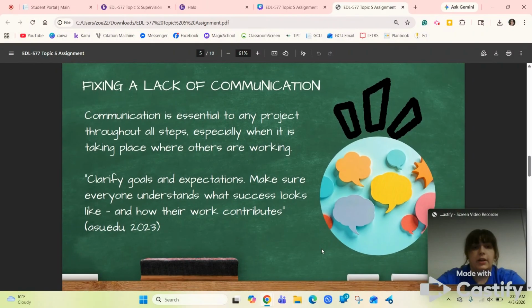To fix our lack of proper communication within the workplace, we are going to clarify goals and expectations, making sure that everyone understands what success looks like and how their work contributes to the success. That is from Arizona State University from their article in 2023. Communication is very essential to any project throughout all steps, especially when it is taking place where others are working.